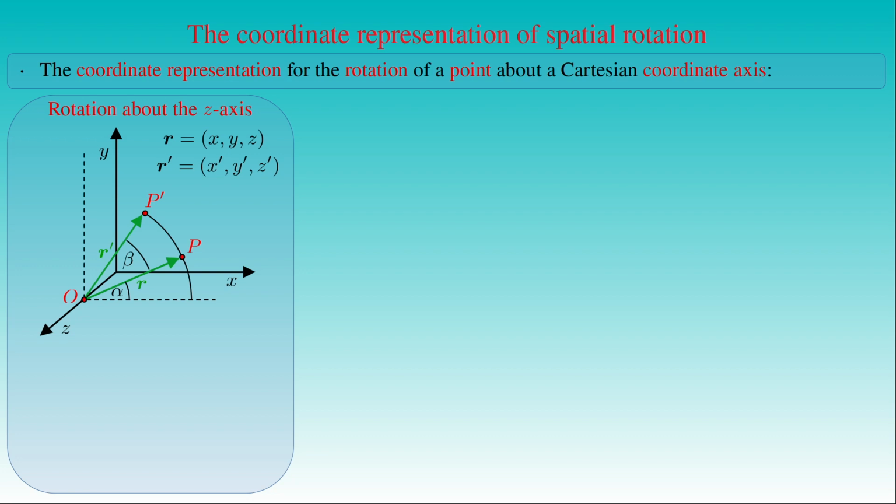In the case of planar rotation, we obtain the x' and y' coordinates of the point P by multiplying the column vector of the x and y coordinates of the point P with the rotation matrix.